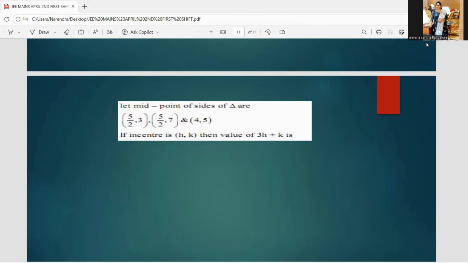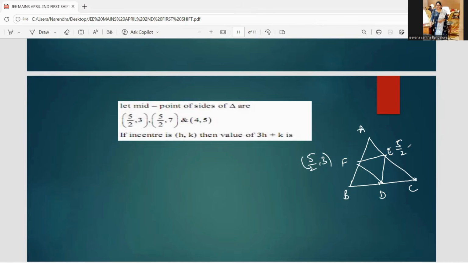So midpoints of the sides of the triangle are given in this case, and we need to find out the incenter of the original triangle. So let us draw the triangle here. Knowing the midpoints, it's easy to find out the vertices of the triangle. And if you observe, 5 by 2 and 5 by 2 for two coordinates is the same, so they lie here. And this point is 4 comma 5.